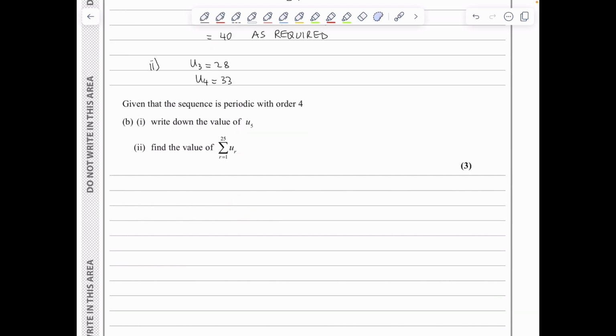In part B, we are told that the sequence is periodic with order 4 and we need to write down the value of u5. Well, if we've got a periodic sequence, then this means that it repeats, and if it has an order of 4, it means that every 4 terms we've got a repetition of the pattern. So this simply means that u_k is equal to u_(k+4). So in our case, u5 is equal to u1, and we already know that u1 is 35, which means that u5 is 35.